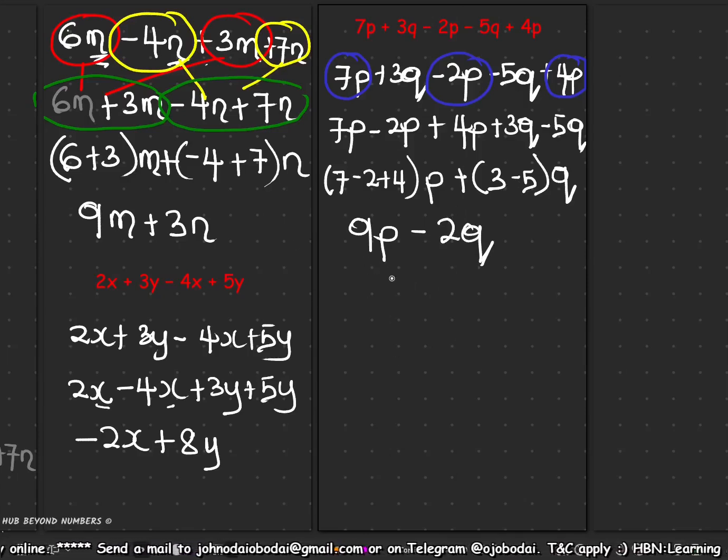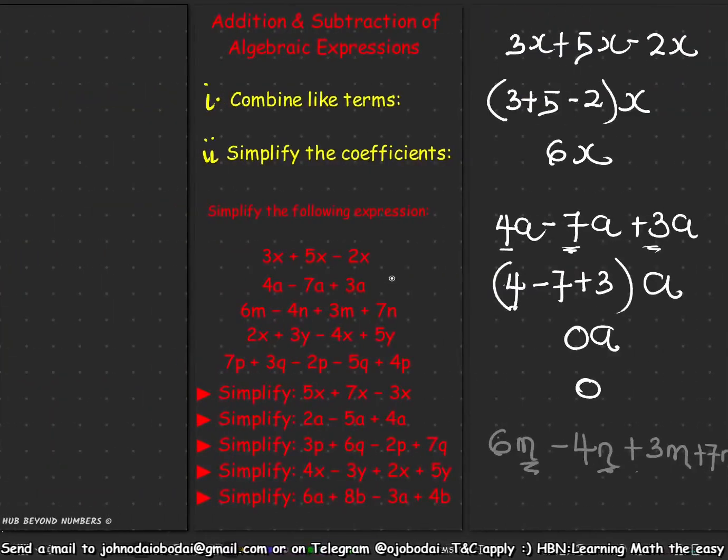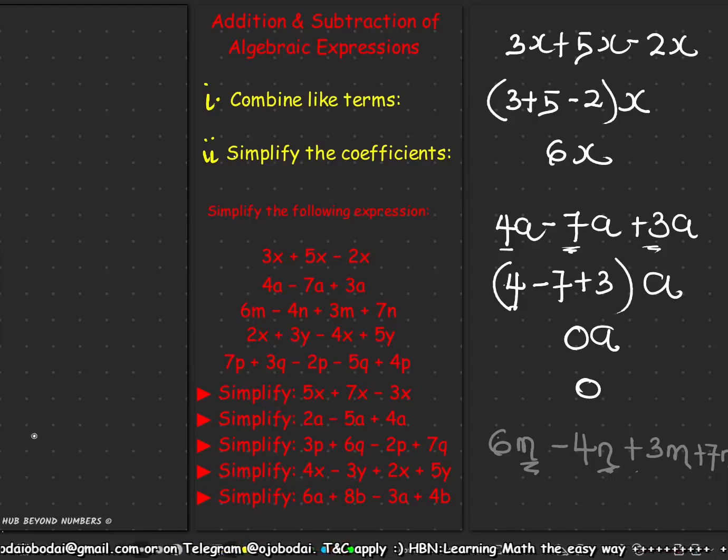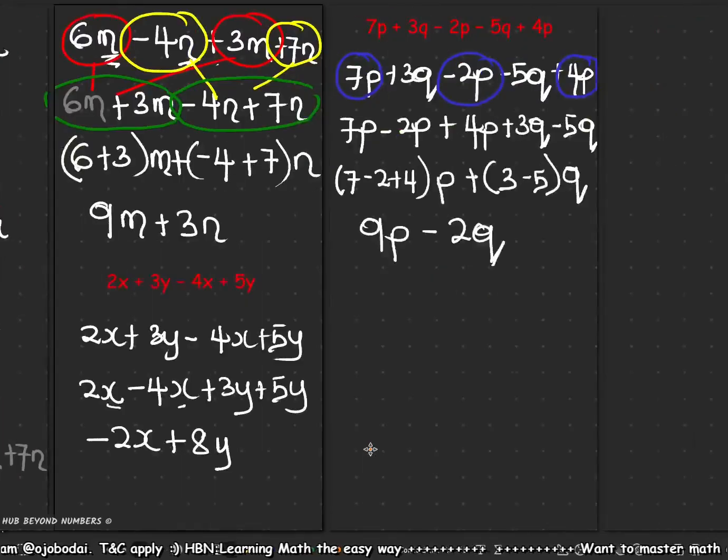In this video, we have looked at how to simplify algebraic expressions. And we said, if you want to simplify, you first of all need to what? Combine the like terms or group the like terms, after which you simplify the coefficients. All right. So here are some examples you can use as a trial. That is from simplify 5x plus 7x minus 3x down to what? 6x plus 8b minus 3a plus 4b.